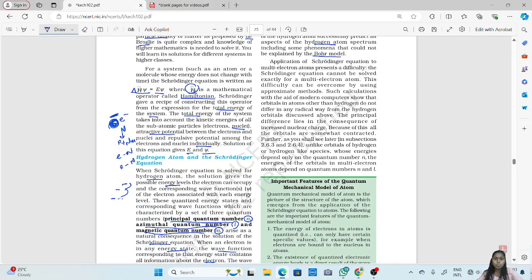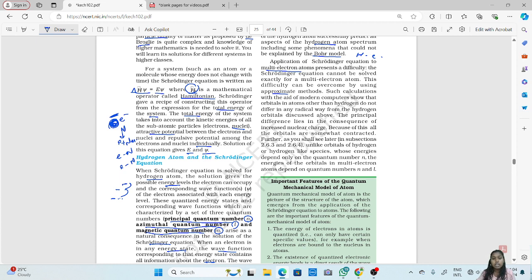Now, what are the applications of the Schrödinger equation? Application of the Schrödinger equation to multi-electron atoms. Hydrogen is a single electron atom, right? What if I apply it to multi-electron atoms? It presents a difficulty. The Schrödinger equation cannot be solved exactly for multi-electron atoms. This difficulty can be overcome by using approximate methods. For hydrogen, it is just a one electron system, so you can directly calculate all the things. But for other multi-electron atoms, it is rather difficult to calculate. At that time, we take an approximate method.